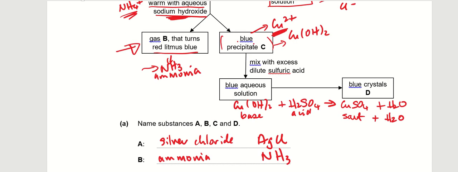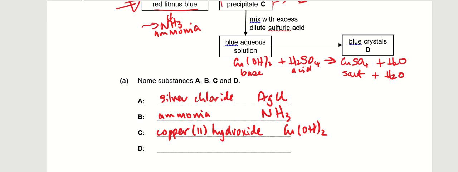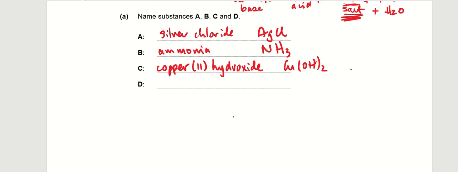What is this blue precipitate C? The blue precipitate is copper 2 hydroxide. Therefore, we spell it out, copper, and you must write the 2 here, copper 2 hydroxide, with the formula Cu(OH)2. And lastly, the blue crystals here are the salt that we get from the reaction between copper 2 hydroxide and sulfuric acid, and that is copper 2 sulfate. And you should know by now the formula is CuSO4.